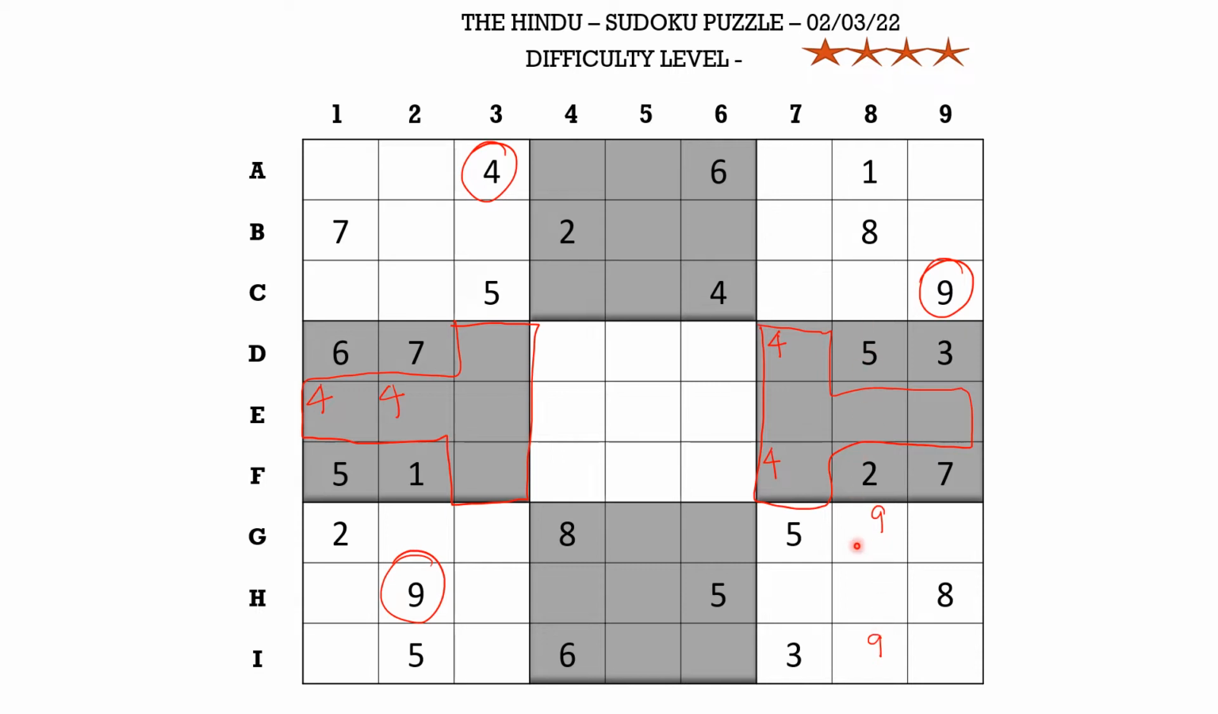Fine. Now you can see 8 and 9 here. That means in column 7, you cannot have 8 and 9 in these blocks. And you have 8 and 9 here in H row. That means in column 7, 8 and 9 cannot be in this cell. So now 8 and 9 has to be in one of these 3 cells only. So let me add it here.